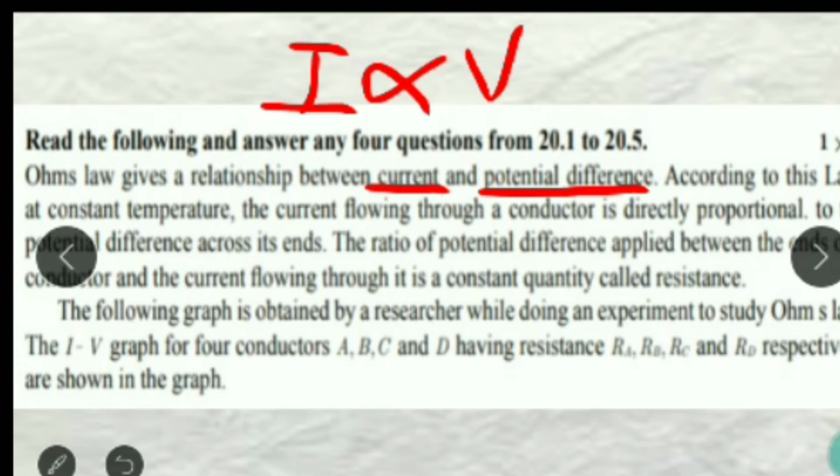The ratio of potential difference applied between the ends of a conductor and the current flowing through it is a constant quantity called resistance. The following graph, which I'll be showing you, is obtained by a researcher while doing an experiment to study Ohm's law. The person noted the IV graph of 4 conductors, that is A, B, C and D, and their resistances are RA, RB, RC and RD respectively. So we will be dealing with this Ohm's law in a graph.